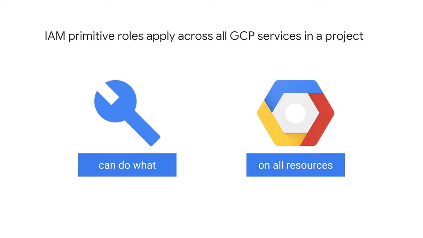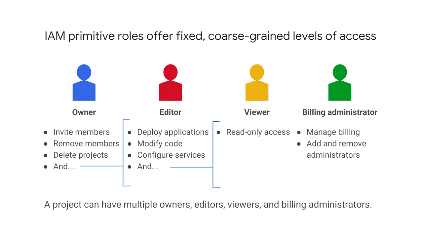Primitive roles are broad. You apply them to a GCP project, and they affect all resources in that project. These are the owner, editor, and viewer roles. If you're a viewer on a given resource, you can examine it but not change its state. If you're an editor, you can do everything a viewer can do, plus change its state. And if you're an owner, you can do everything an editor can do, plus manage roles and permissions on the resource. The owner role on a project also lets you do one more thing: set up billing.